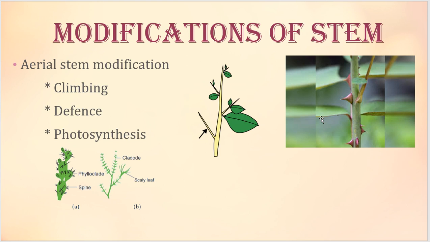Okay. And then one more thing, as I said, they don't have vascular tissues internally, and they are very superficially attached. We can easily remove them. Spines and thorns are deeply seated. Prickles are superficially attached. So this is the difference between a thorn or spine and a prickle.